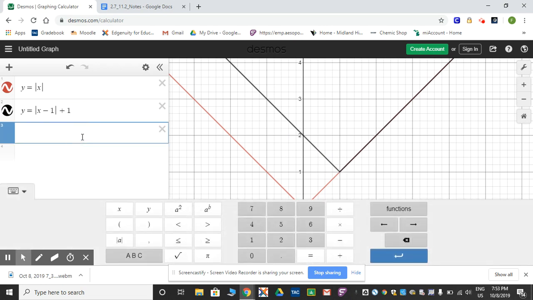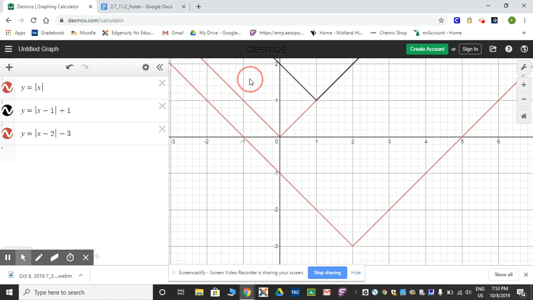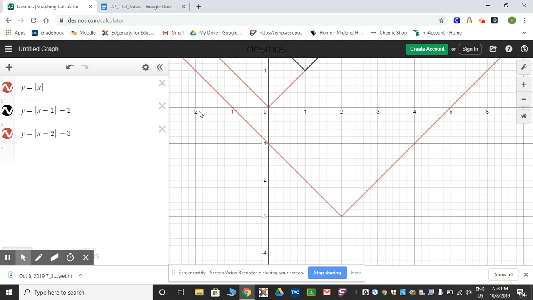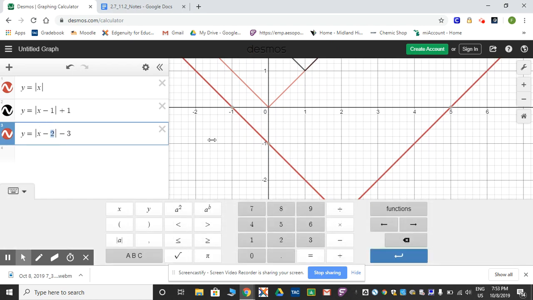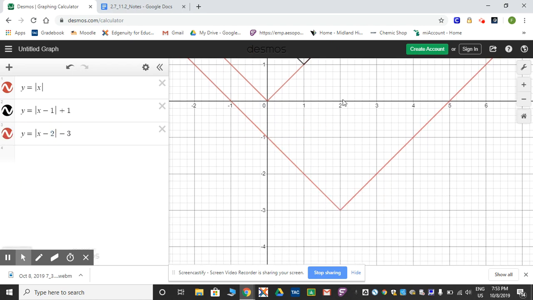We can check that with another example. Let's do x minus 2, and then minus 3. Now h is 2, so my vertex is going to be at 2 comma something. I'm subtracting 3, so it's going to be 2 comma -3. And sure enough, the vertex on my graph is at 2 comma -3.